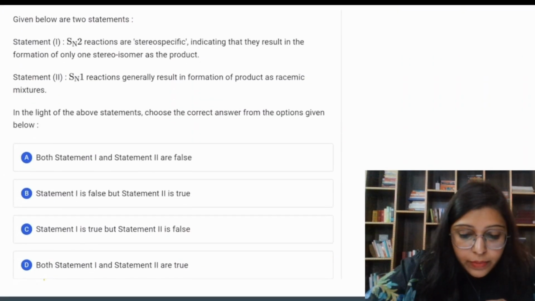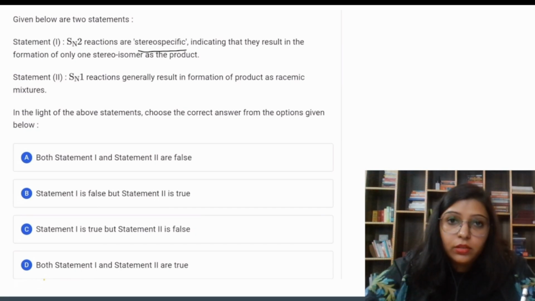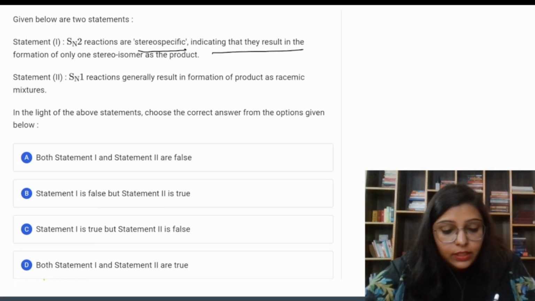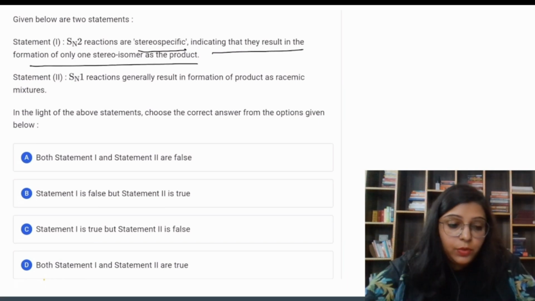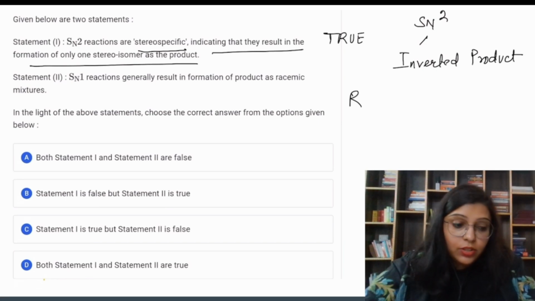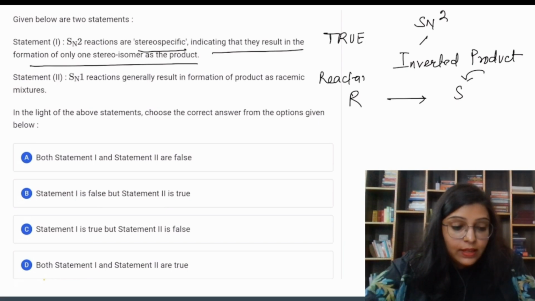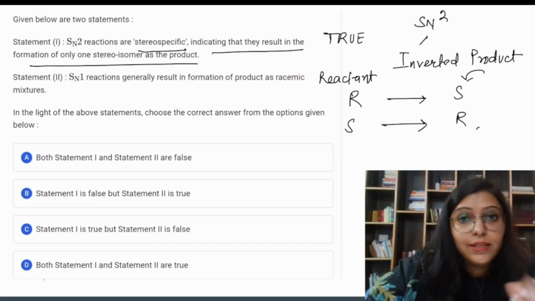Given below are two statements. Statement 1: SN2 reactions are stereospecific, indicating that they result in the formation of only one stereoisomer as the product. True. From an SN2 reaction, you don't get a racemic product, you get an inverted product. It means if the reactant has R configuration, then you get S configuration product. If the reactant has S configuration, then you get R configuration as a product. So yes, it is stereospecific.